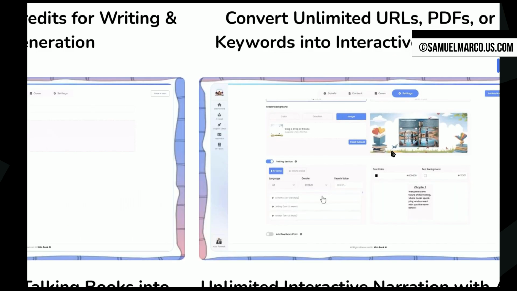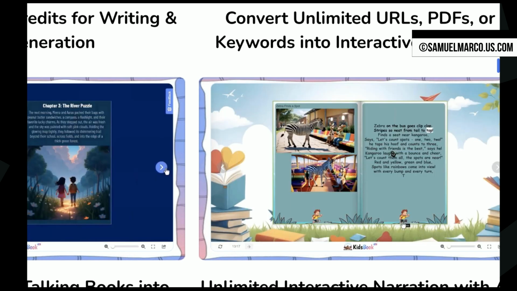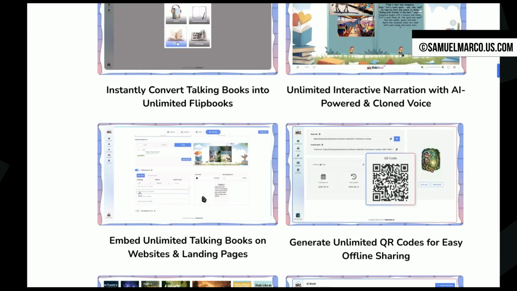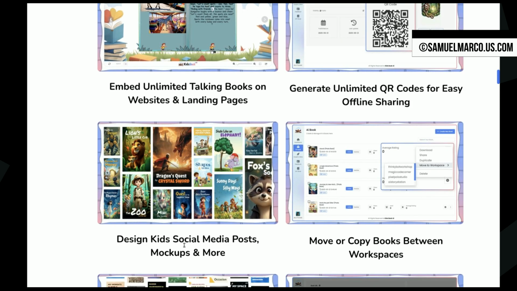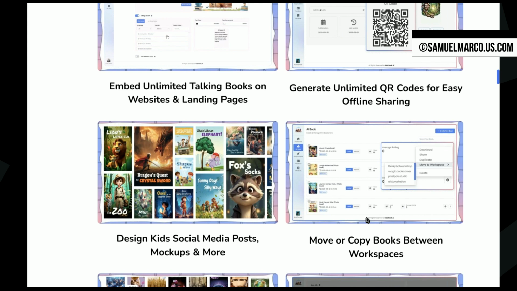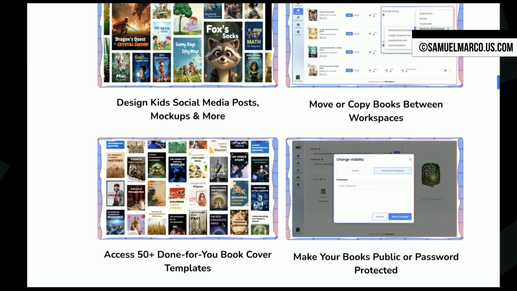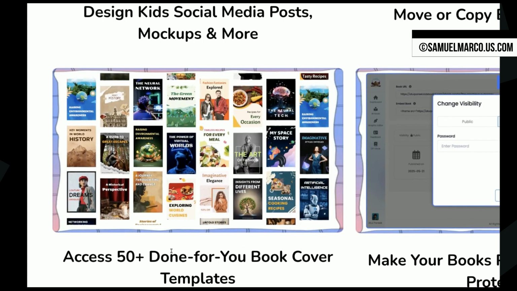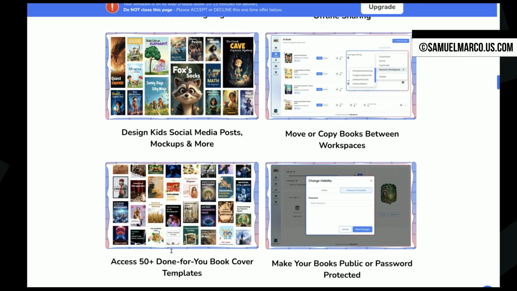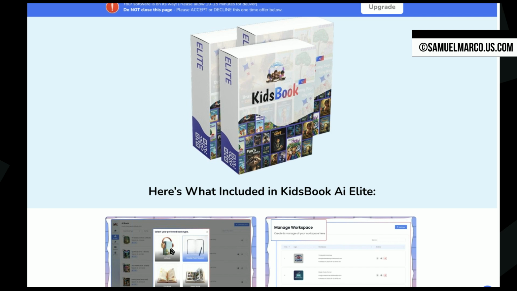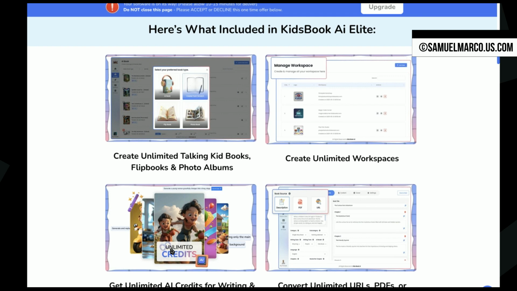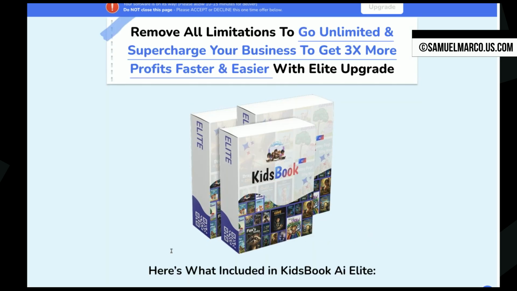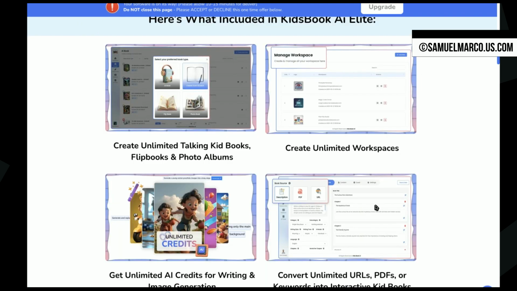Now, furthermore, embed unlimited talking books on any landing page, create unlimited QR codes, design kids' social media posts, mockups, and more, unlimited, plus 50 more done-for-you book covers and templates. Long story short, when you have your $37 account, you can create books, but there will be a credit system. When you have the shortcut, you will have the elite account where you'll never have credits. You'll always be able to create books unlimitedly.